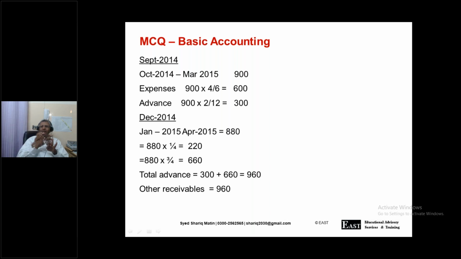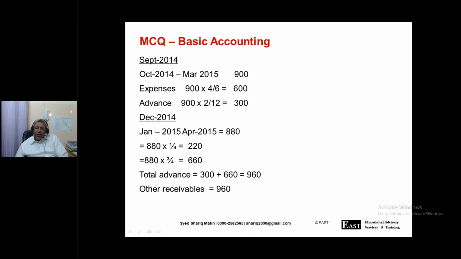For the other magazine, the payment is for 4 months starting from January. The total payment is 880. The expense is for the month of January, and the advance is for February, March, and April. It's 3 months in advance, right? What Fiza said was easier to understand. You divide 880 by 4, you get 220, and again you multiply it for the month of February, March, and April, 3 months. I did more or less the same thing in a little different way. It's like 880 into 3 over 4, 660.